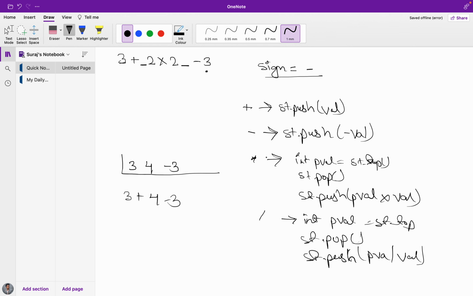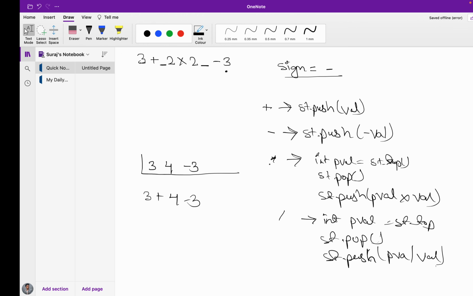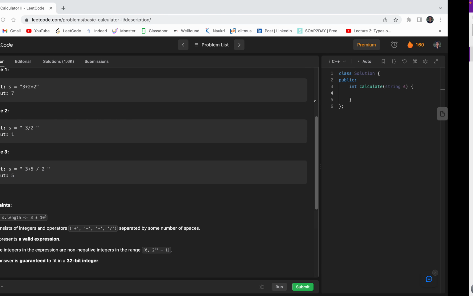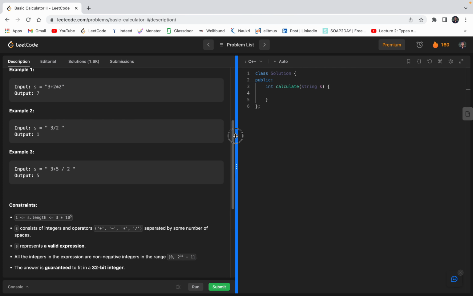So now let's move to the coding part. It's pretty easy. Now what you might be thinking is, what will be the sign value initially? It will be plus, guys. Why will it be plus? Suppose the number is 3. Then I find it's a 3, and I want to push the 3 value into the stack, so I have to make the sign plus, right? Yes. So let's push it.